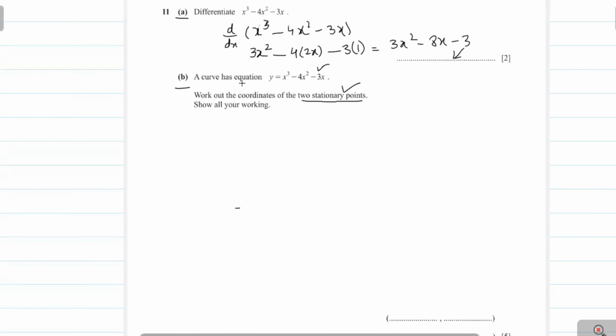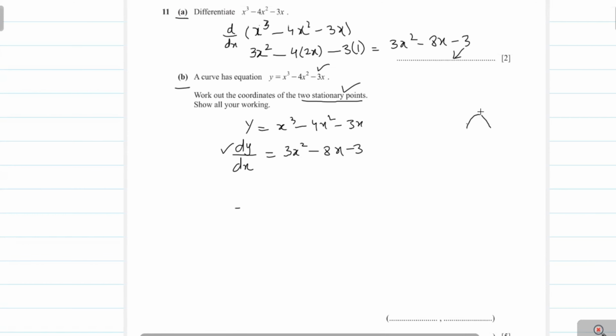Part B, a curve has equation y equal to x cube minus 4x square minus 3x. Work out the coordinates of the two stationary points. And the curve here is y equal to x cube minus 4x square minus 3x. If we have to calculate the gradient of the tangent, we take the derivative of this curve. When we take the derivative of this curve, we get dy over dx is equal to 3x square minus 8x minus 3. And it shows the gradient of the tangent.